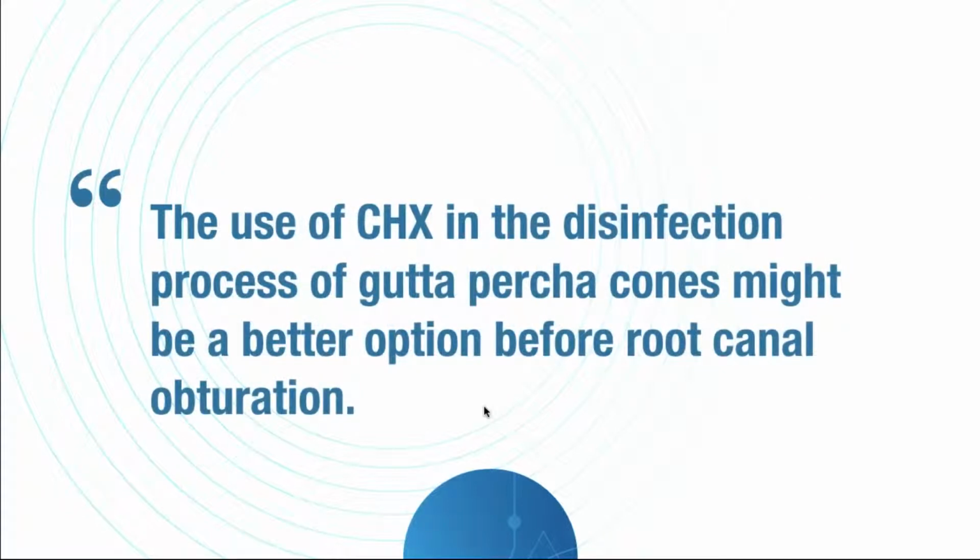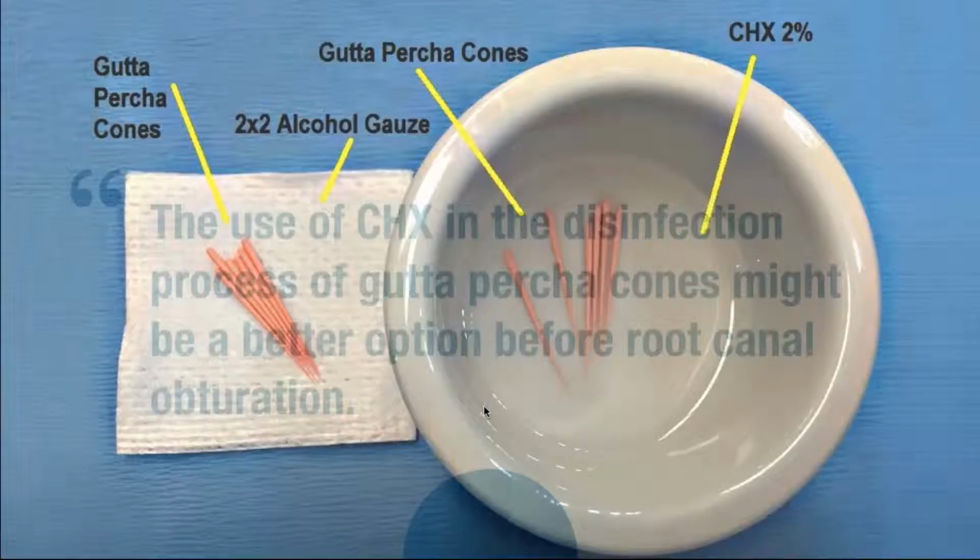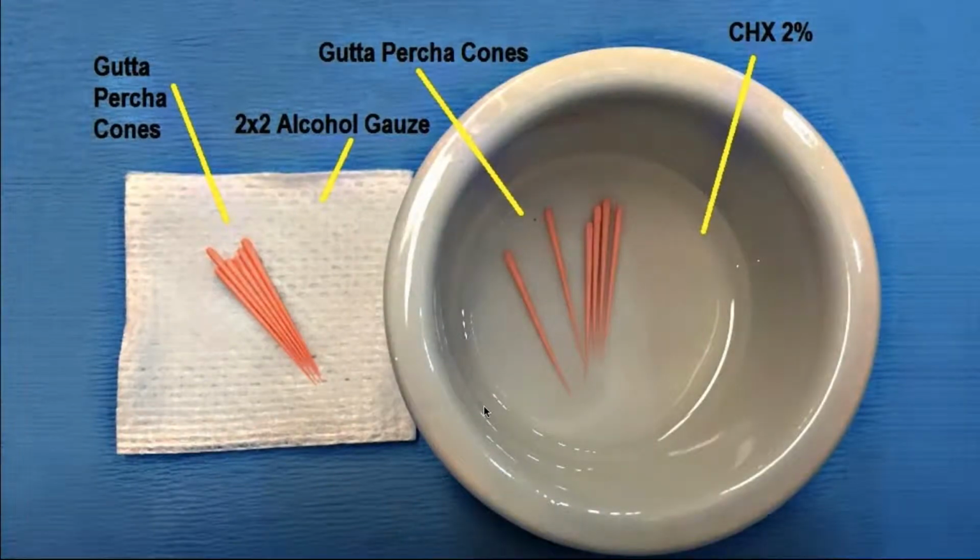So, long explanation for a very short message. Disinfect your gutta-percha cones for 1 minute in 2% chlorhexidine. Use a sterile 2x2 gauze that's soaked in alcohol, wipe off the excess chlorhexidine, let the alcohol evaporate out, and then you're ready to fit your gutta-percha cone.